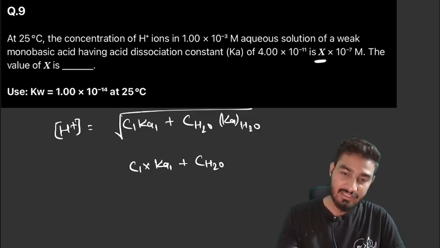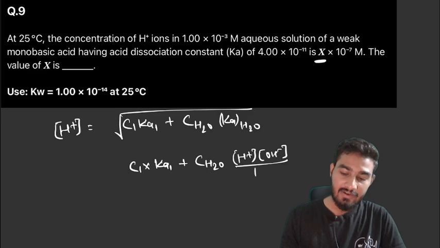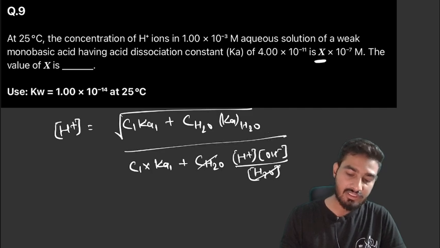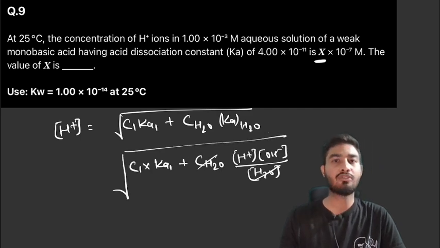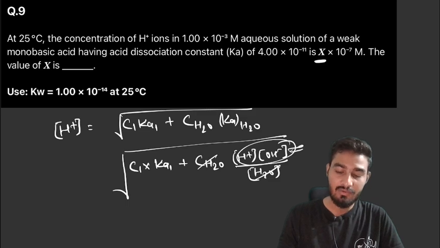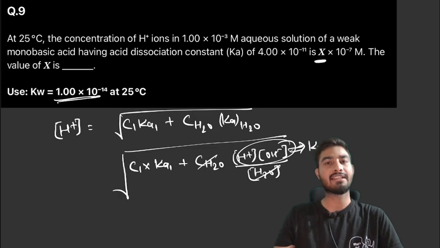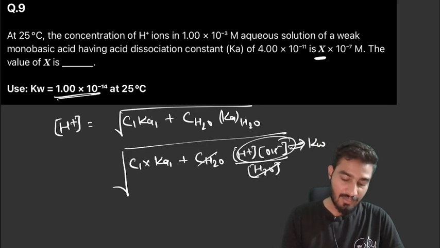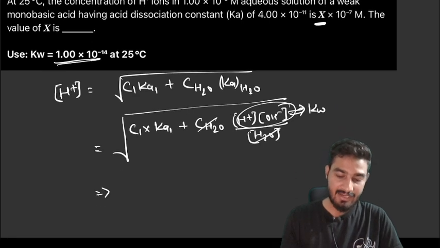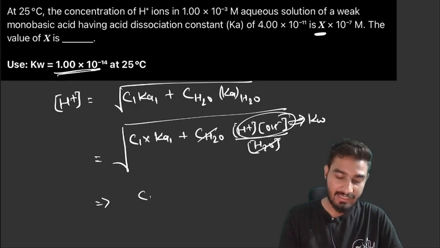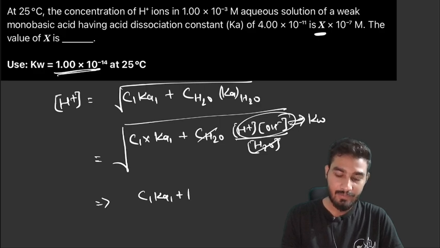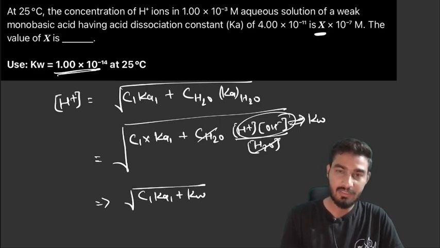Ka is H plus ion concentration times OH minus ion concentration divided by H2O concentration. So the H2O concentration will cancel out, and H plus times OH minus is Kw, which at 25 degrees Celsius we have to take. So from here, H plus ion I will calculate as the square root of C1 K1 plus Kw. Simple.